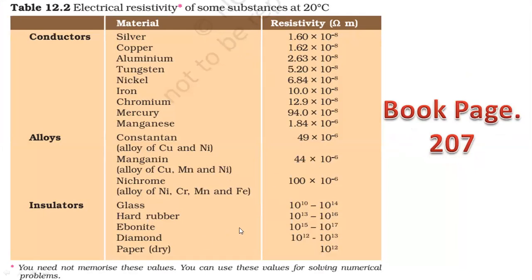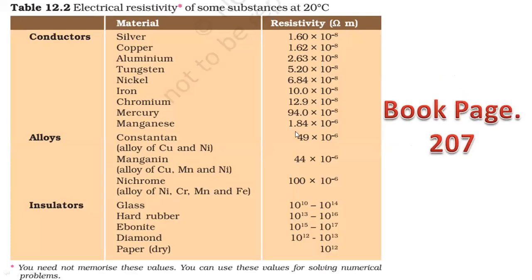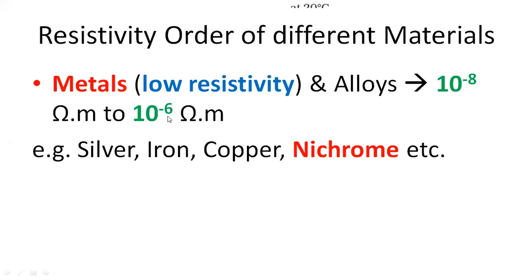In the exam, these exact values will not be asked. But they will be asking what is the basic order. So I will just highlight it for you. They will ask you, metals and alloys, what kind of order of resistivity do they generally have? It's a very simple one. Metals and alloys almost have the same resistivity order, that is 10 to the power minus 8 ohm meter to 10 to the power minus 6. You don't need to write down the first values. All you need to do is write down the second one. So 10 to the power minus 8 to 10 to the power minus 6, for metals and alloys.